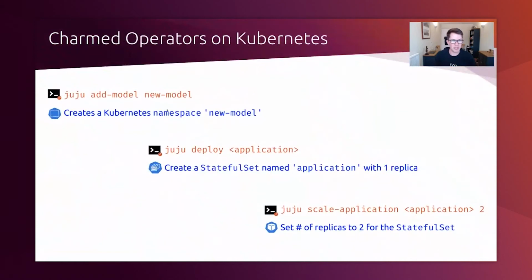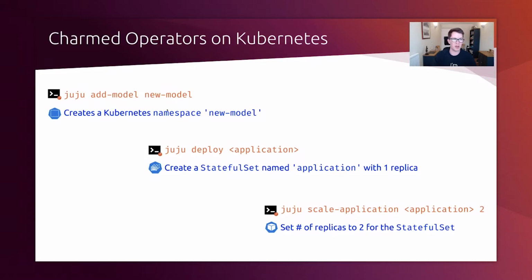So what actually happens then when you're deploying a charmed operator on Kubernetes? It's slightly different to how it works on bare metal or on a VM, but kind of follows the same model. So when you add a Juju model to your Kubernetes cluster, you're essentially creating a Kubernetes namespace. When you deploy an application, you're creating a stateful set with a single replica by default. And when you scale the application, you're essentially just altering the number of replicas for that stateful set.